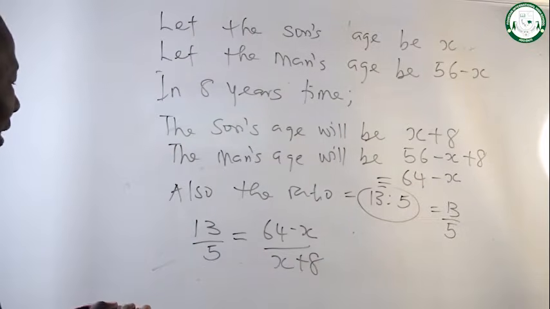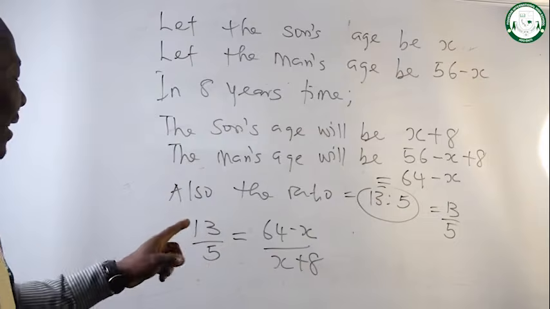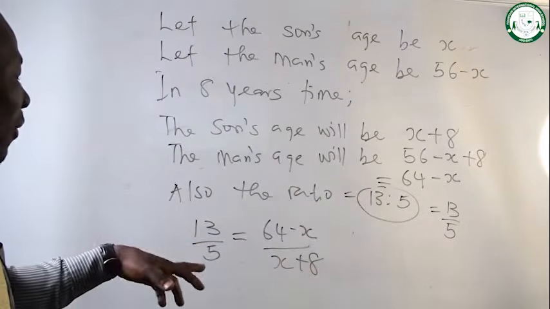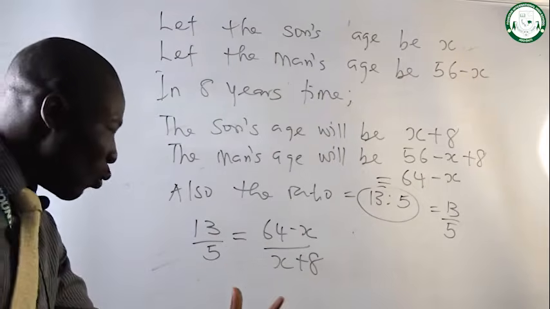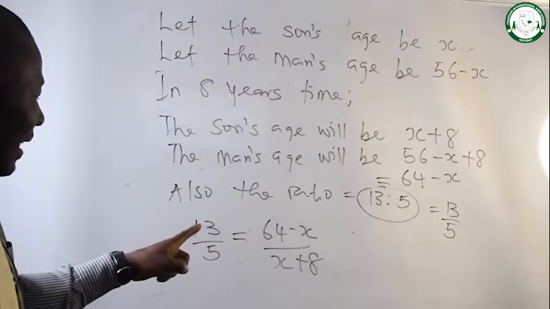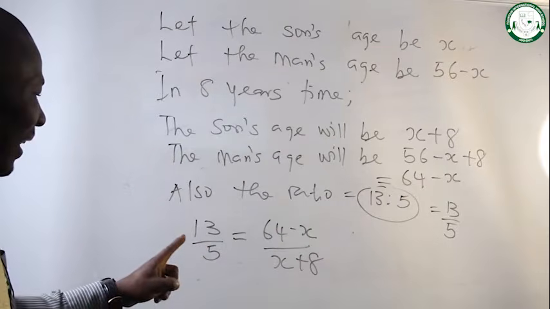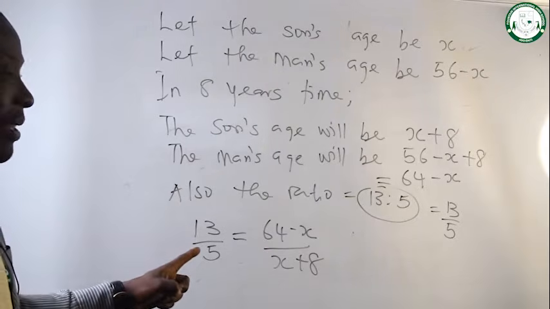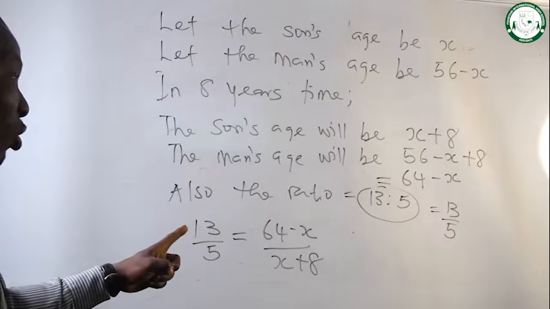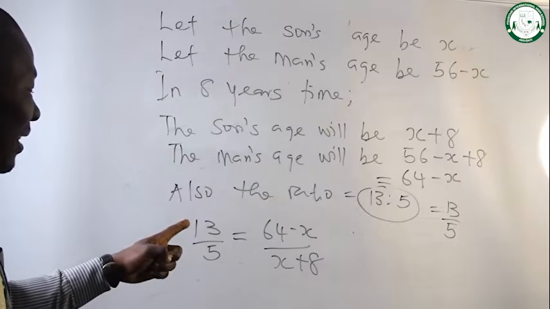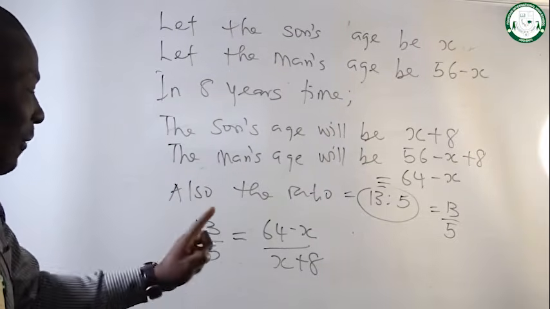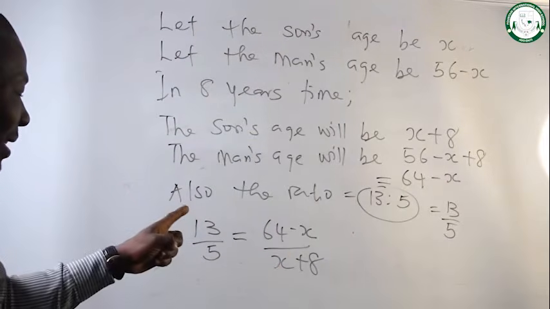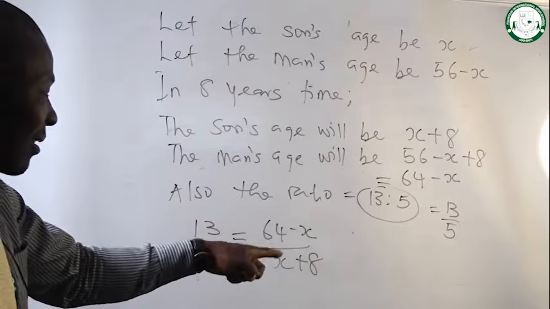Listen to me here, let me explain something. I said the ratio 13:5 is the same thing as 13 over 5. I can have it in two ways here. This is 13, which is more than 5. Definitely, you will agree that this is the father's ratio, while this is the son's ratio, because I'm expecting the father's ratio to be more than the son's. So if this is the father and this is the son, what I'm going to have here as the age will give me the father's age over the son's, father, son, father, son.